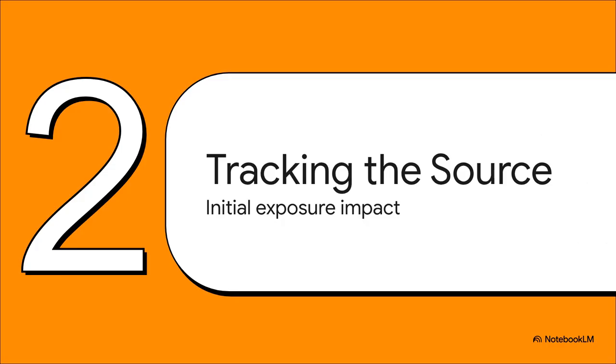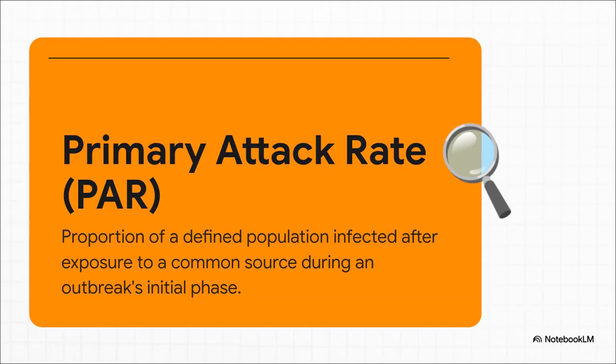All right, let's dive into that first tool. We're going to focus just on that very first moment of infection, the one that started this whole thing. So the primary attack rate, or PAR, it's really just the percentage of people who got sick after being exposed to that one common source. And the math is as simple as it sounds. You just take the number of new cases and you divide it by the total number of people who were there and exposed. That's it.